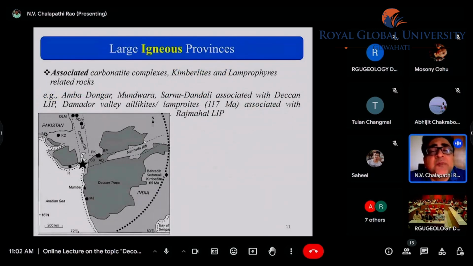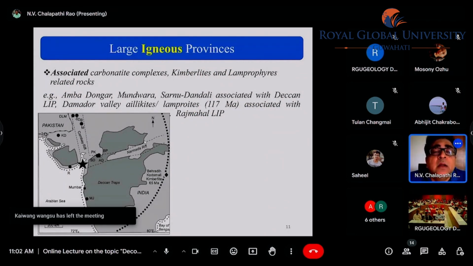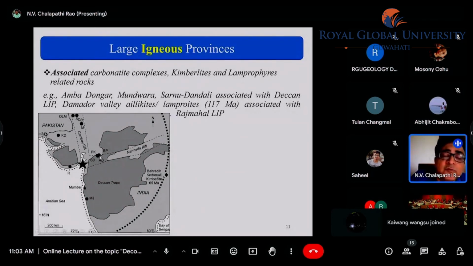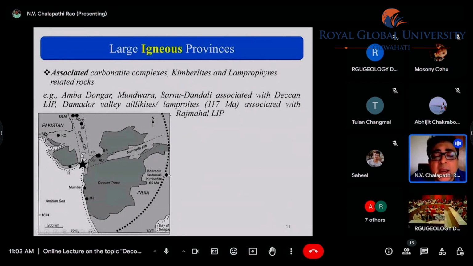Now, another interesting aspect of these large igneous provinces is that you find carbonatites, kimberlites, and lamprophyres. These three very rare alkaline rock types, as you all know, are very sought after due to their economic promise. They are all associated with large igneous provinces. For example, take the Deccan Traps. You find Amba Dongar, one of India's largest carbonatites, located in the Deccan Trap province, and it is of the same age. If you come to the Bastar Craton, you find the Behradih and Gomaldih kimberlites, which are 65 million years old and very rich in diamonds. All of them are associated with the Deccan large igneous province.